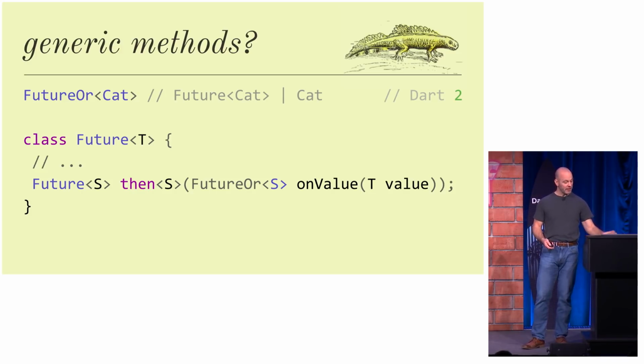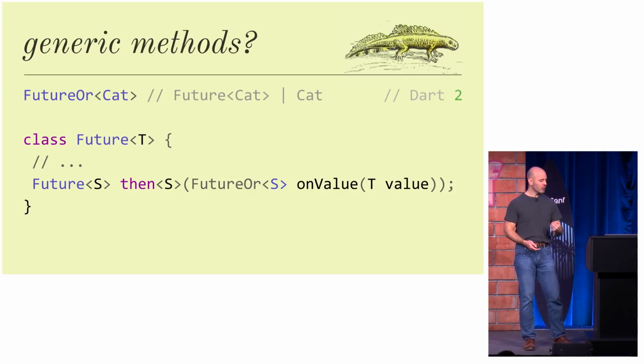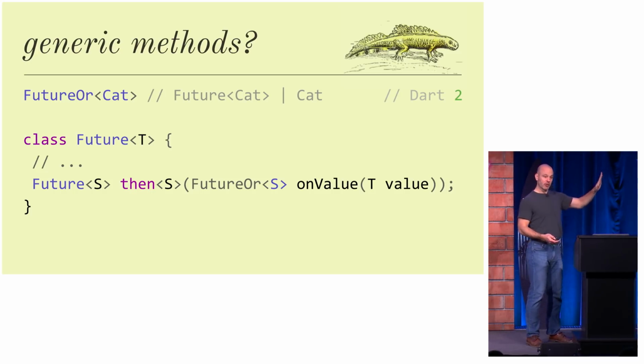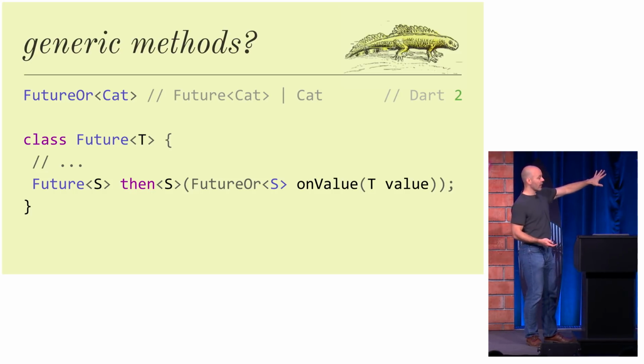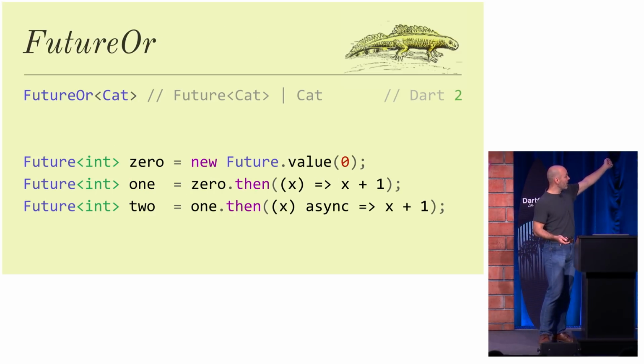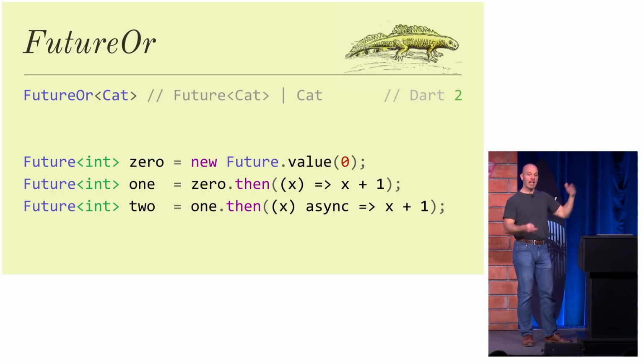So now the right type for Future.then, the one that actually captures the usage patterns of real programs, is to say that the callback doesn't return S, and it doesn't return Future of S, it returns FutureOr of S. It's allowed to return either one. And now you can use it very freely. I can call Future.then with a synchronous function. I can call Future.then with an asynchronous function. It all works.